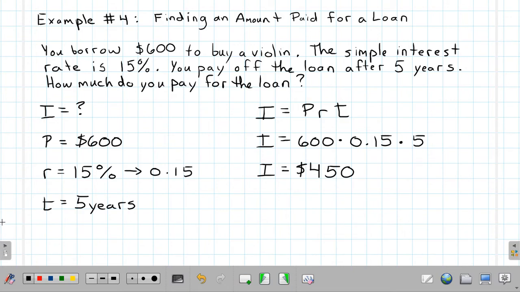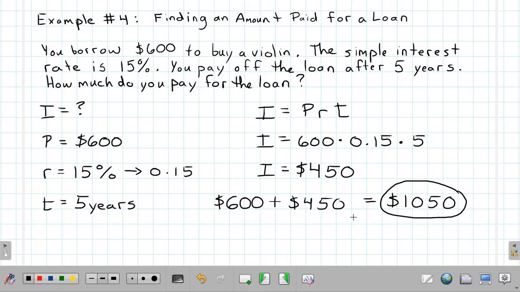But here's where this question gets a little tricky. This is not the answer. You do not pay $450 for the loan. If you pay the loan off, you pay the $600 that you borrowed plus the $450 in interest. Okay? So to pay off the loan, you have to pay the $600 that you borrowed plus $450 in interest. So how much do you have to pay in total for the loan? Well, that's going to be $1,050.